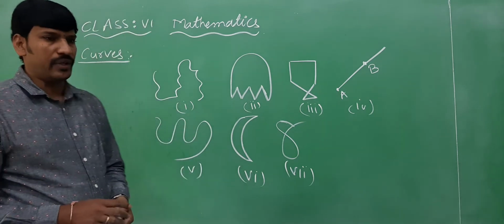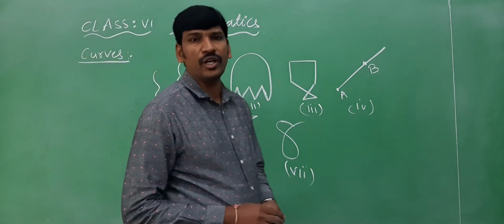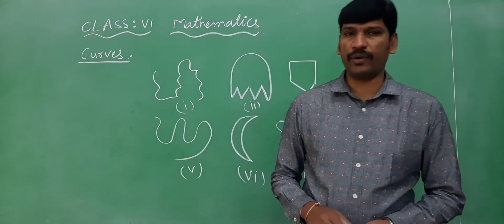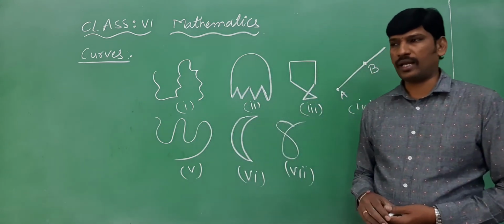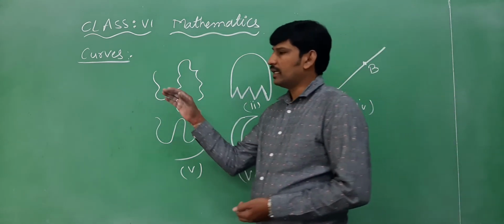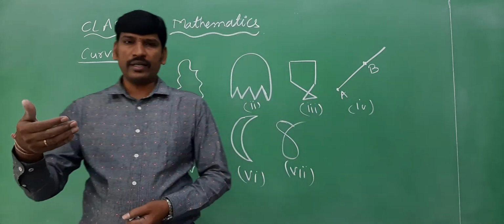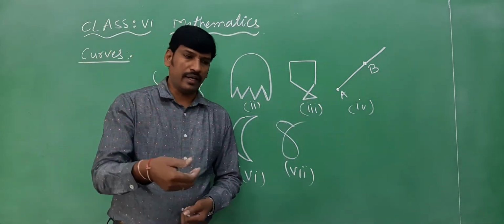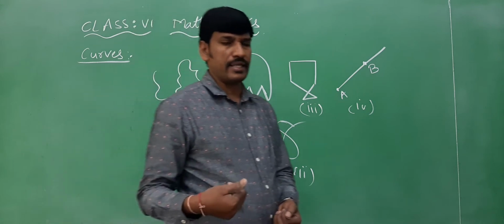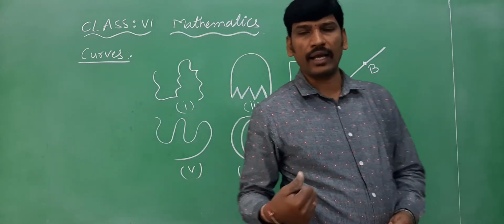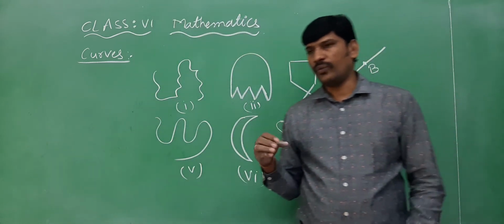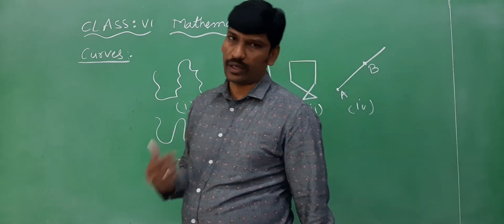We are continuing our session, that is basic geometrical ideas. Chapter number 4, basic geometrical ideas. Already we discussed the point, line segment, line, intersecting lines, parallel lines and ray. And already we completed exercise 4.1 also.